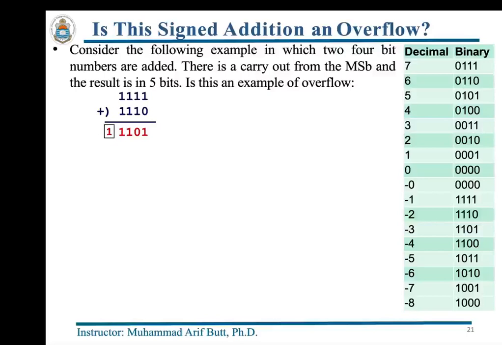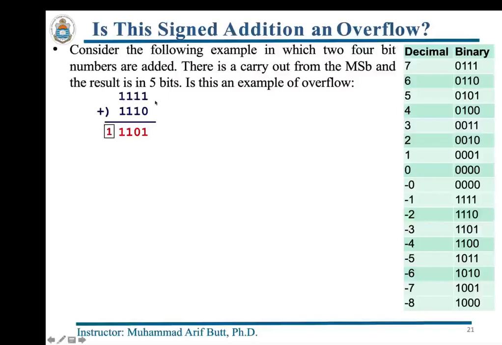The question is, is this an overflow? So this is a number, I don't know what it is. This is another number, I don't know what it is. I'm adding it, and there is a carry out from the most significant bit. So we have a carry out over here. So it appears that if there is a carry out from the most significant bit, it should be an overflow. But I think this is not an overflow.